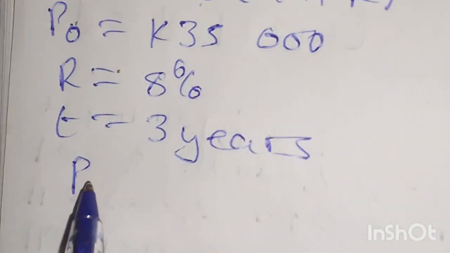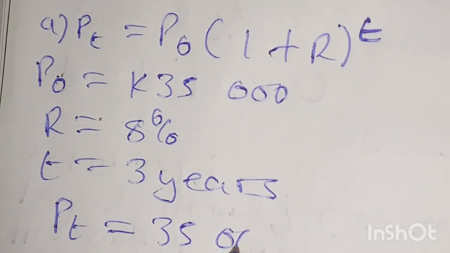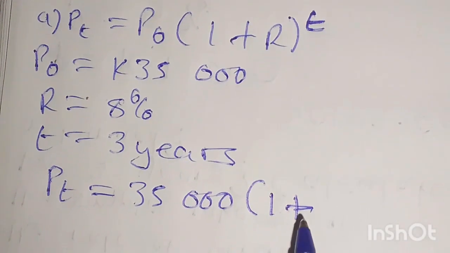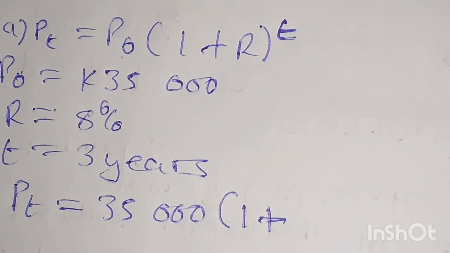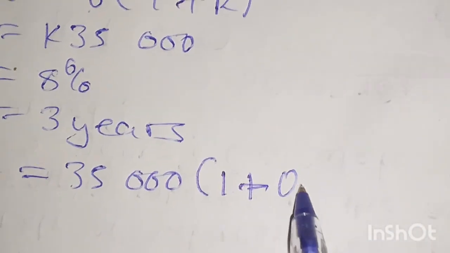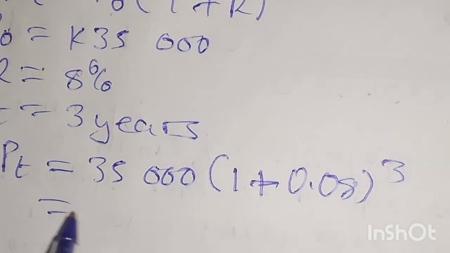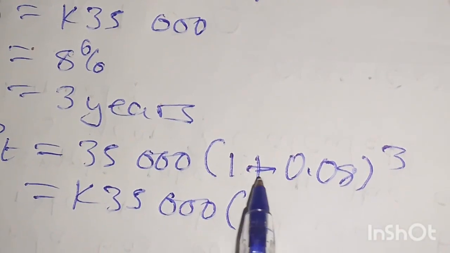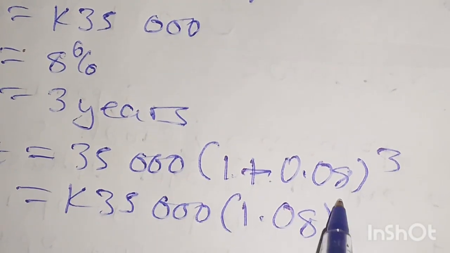To find the compound interest, it is equal to P0, which is 35,000, multiplied by 1 plus, so what is our rate? Our rate is 8%. When you convert it, because every percentage is always over 100, 8 divided by 100, you're going to have 0.08. Then the power time, which is 3. So this will be equal to 35,000 times 1 plus 0.08, you're going to have 1.08 to the power 3.